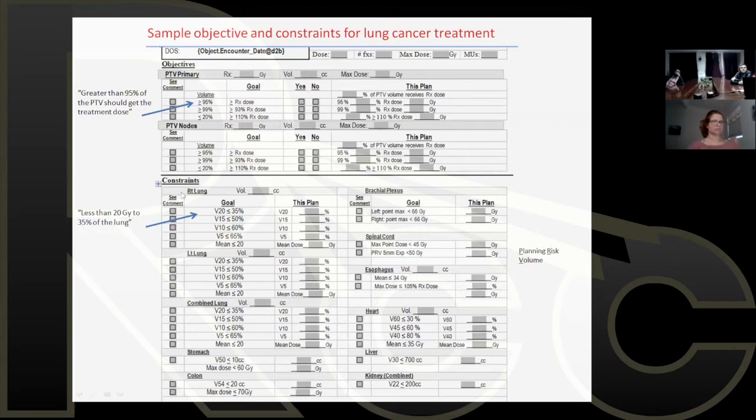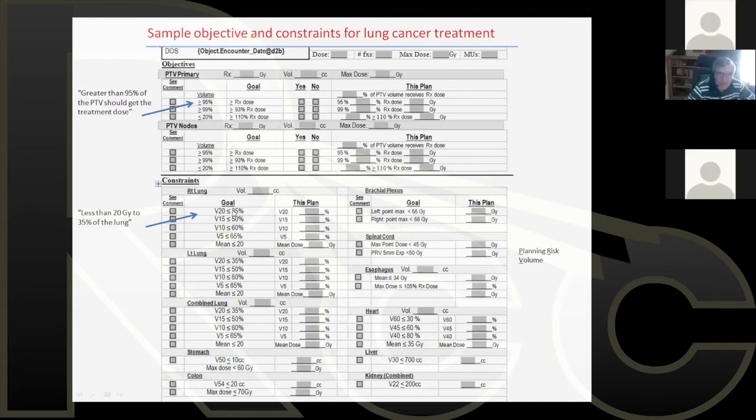So a critical statistic here would be this one right here, where the volume that gets 20 gray has to be less than 35% of the contoured lung, whether it's the ipsilateral or contralateral lung. And you can see how it's even broken down into what volume gets 15 gray, what volume gets 10 gray, what volume gets even 5 gray. So that's an example of objectives and constraints.